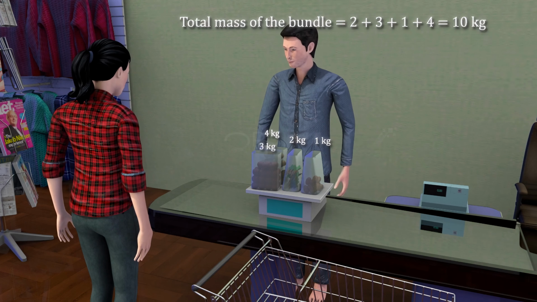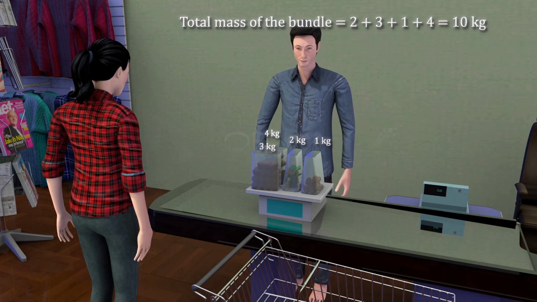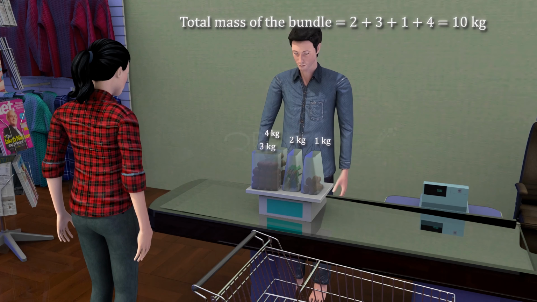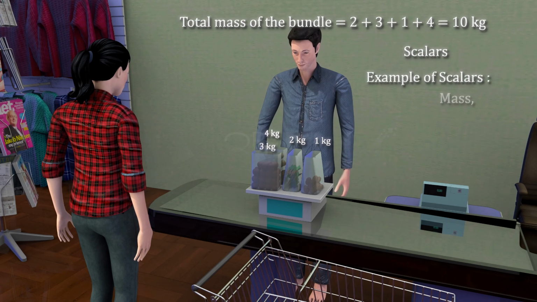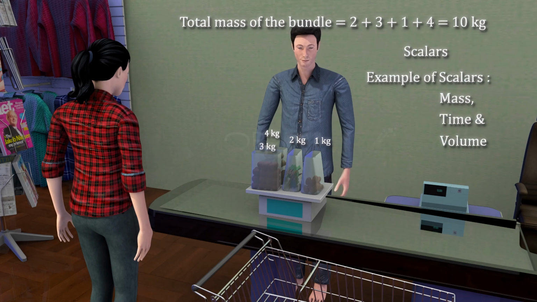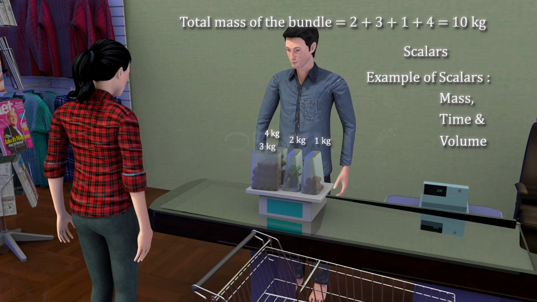In physics, such quantities that can be described by a numerical value alone and follow the simple law of numerical addition are called scalars. Mass, time, and volume are some examples of scalars.